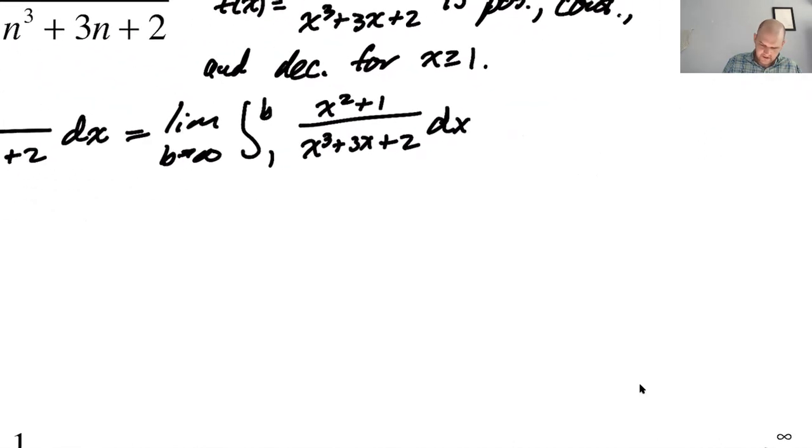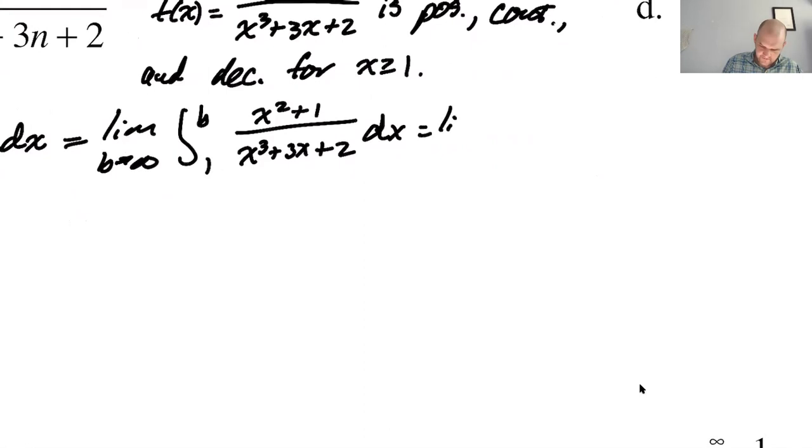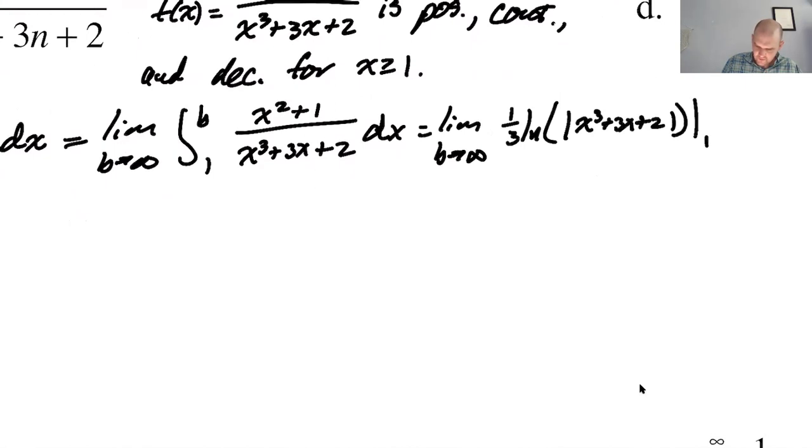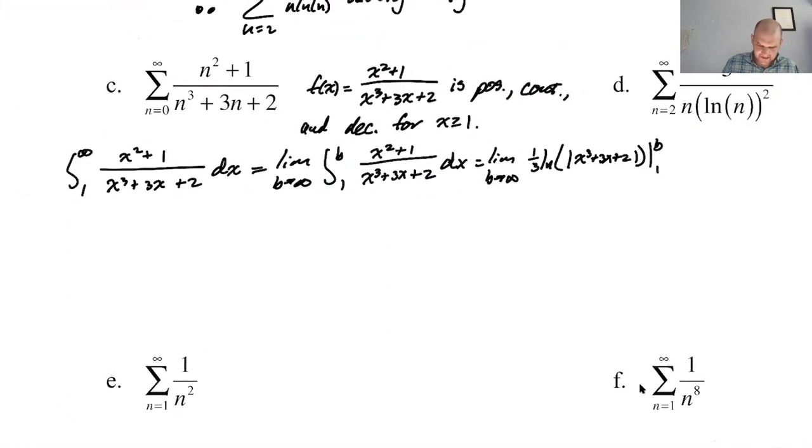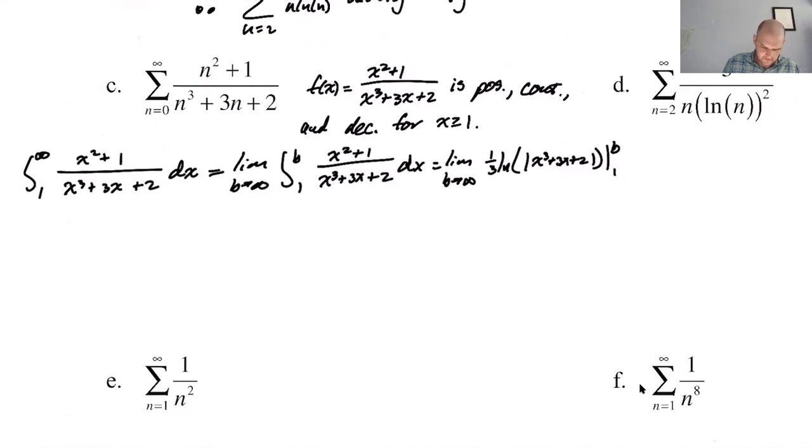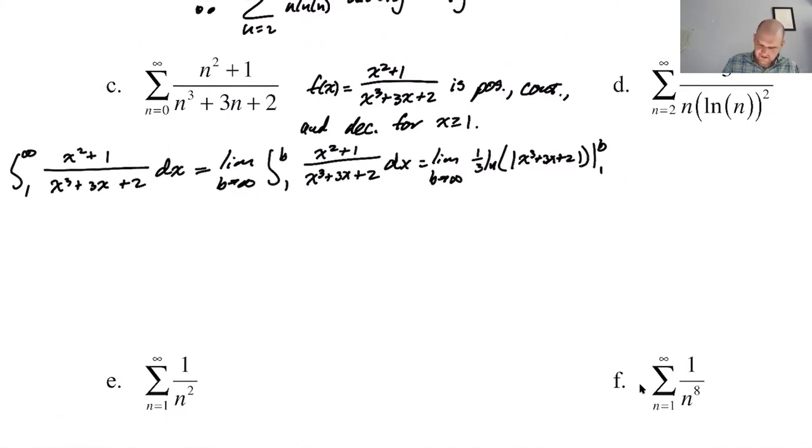So here we go. This is going to be the limit as b approaches infinity of 1/3 the natural log of the absolute value, technically, of x cubed plus 3x plus 2 from 1 to b. All right, that was bleeding into my other problem here, so I'm going to lasso and move it over. There we go.